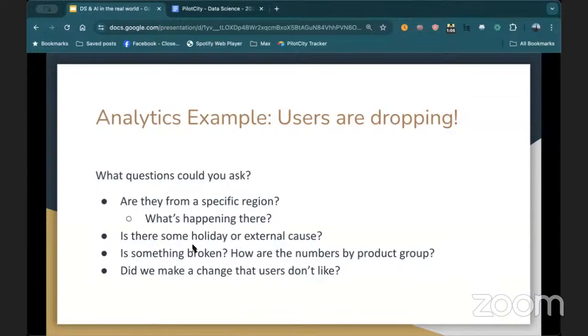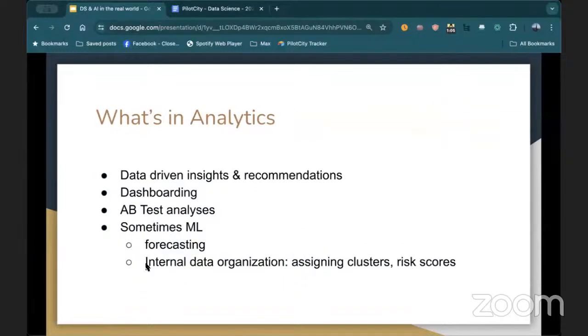Sometimes something is broken. You can look at usage, and you may need to go to detailed product usage. Sometimes you just look at it over time and at what we released. There's something that was released that people didn't like. So that's an example of a data-driven insight.